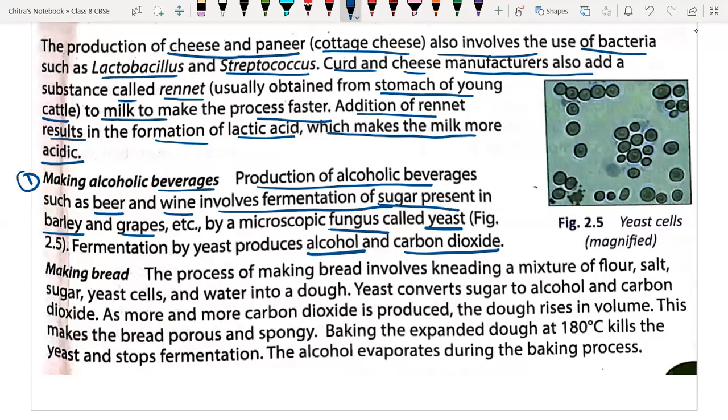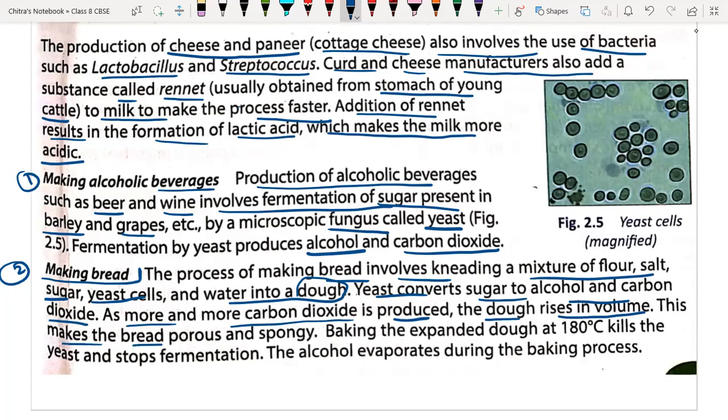Next process we have is making bread. Even for making bread we require microorganisms. The process of making bread involves kneading a mixture of flour, salt, sugar, yeast cells, and water into dough. Whatever material we use for making bread, we have to form the dough first. Yeast converts that sugar to alcohol, and carbon dioxide is released. As more and more carbon dioxide is produced during this process, the dough rises in volume and forms the bread. This makes the bread porous.